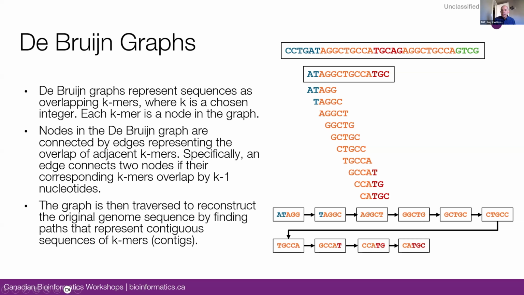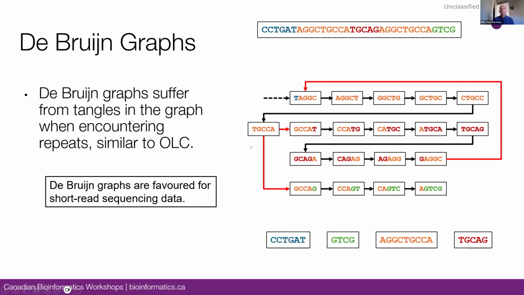So in this approach, you can see we have single connections all the way through here. But if the reads are smaller than the repeat length, we end up with a similar problem as with overlap layout consensus, which is that there's more than one path through the graph that we generate. And we still need to be able to resolve that.